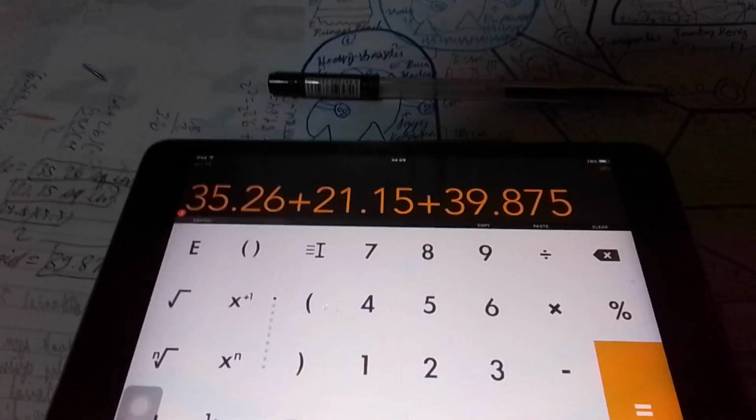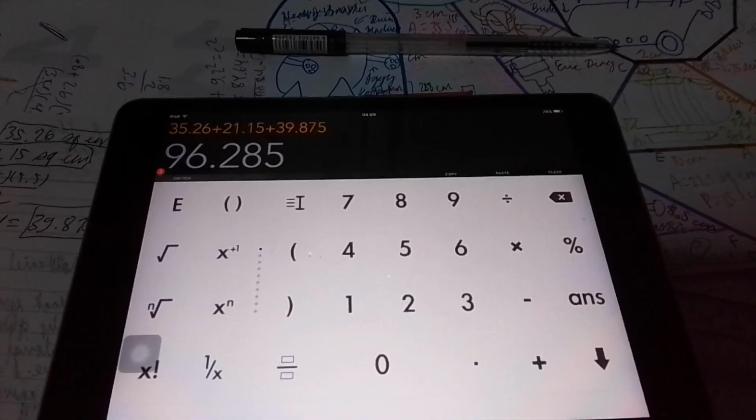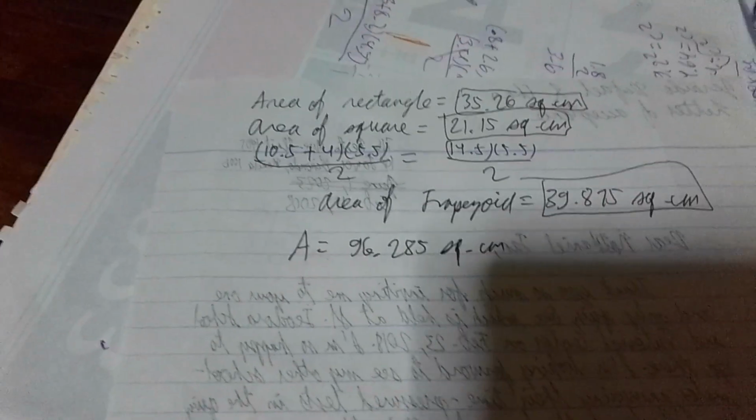And what should we get? We should get a total area of 96.285 square centimeters. Sa wakas, we're done. Joke lang. Hindi pa tayo tapos. I'm just kidding. Because we are not yet done. You thought kasi we are literally done, right?